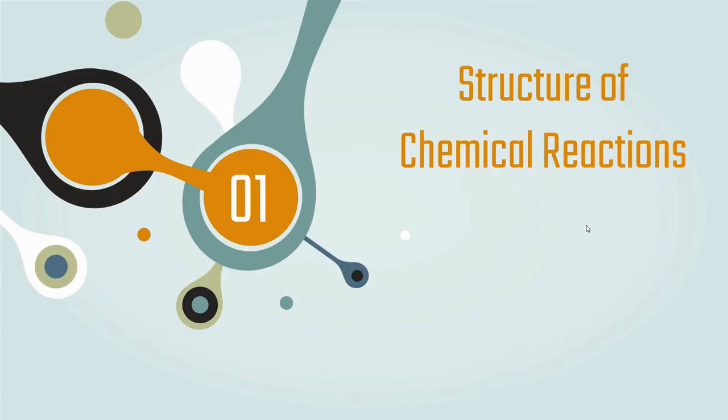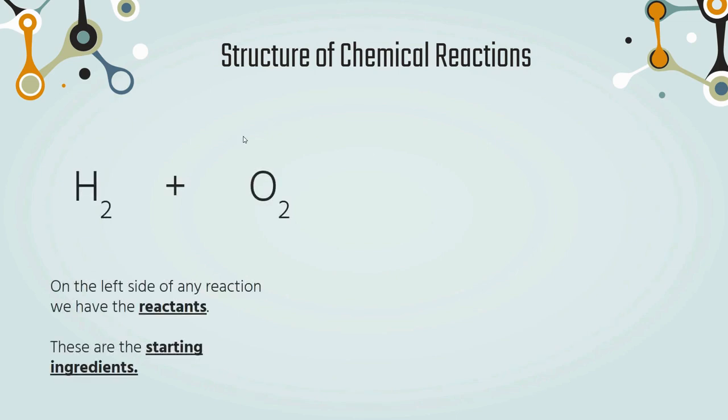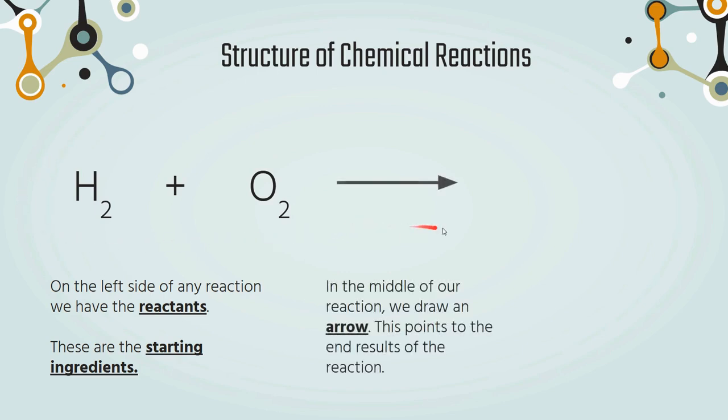So, let's start with the structure of chemical reactions. All chemical reactions are going to be laid out the same way. We'll start on the left side where we have multiple pieces, well, usually multiple pieces, and we call these the reactants. So in this case, this H2 and this O2 connected by a plus, these are the starting ingredients, which again we call reactants. After the reactants, we put an arrow, usually pointing to the right.